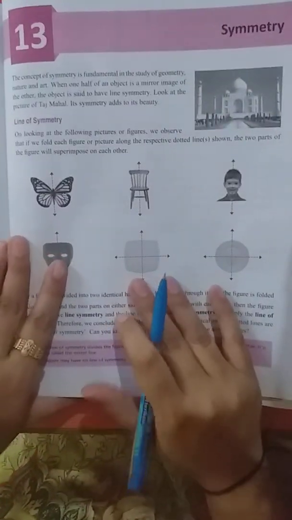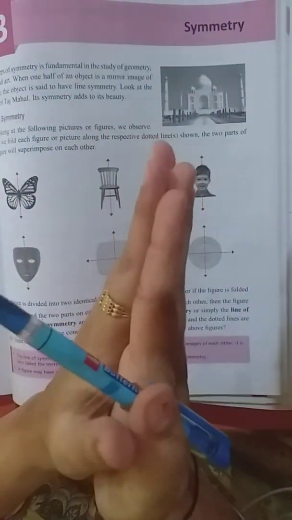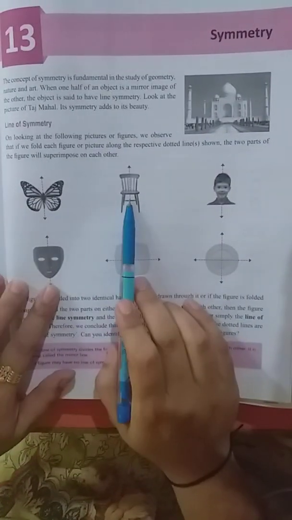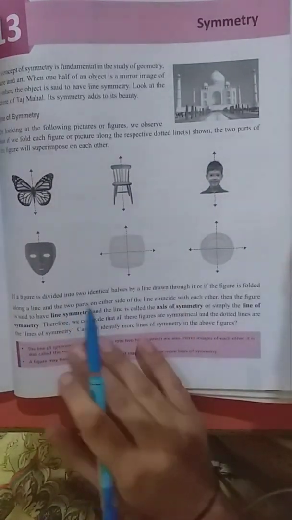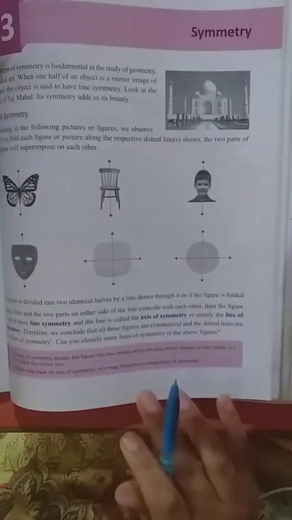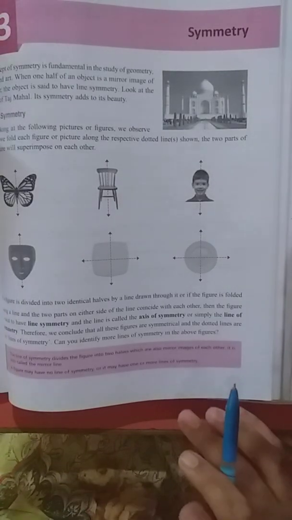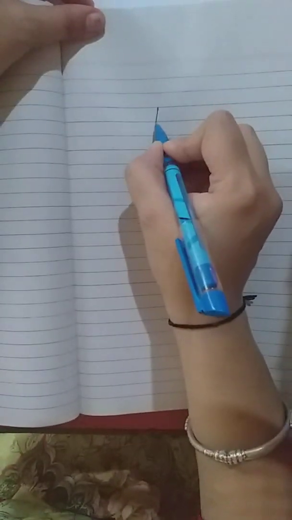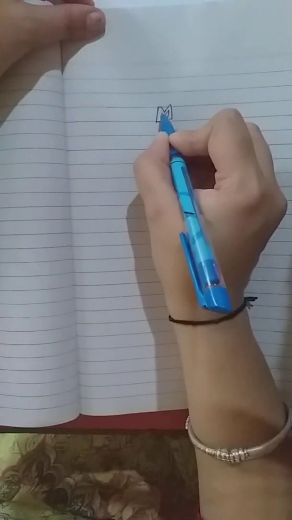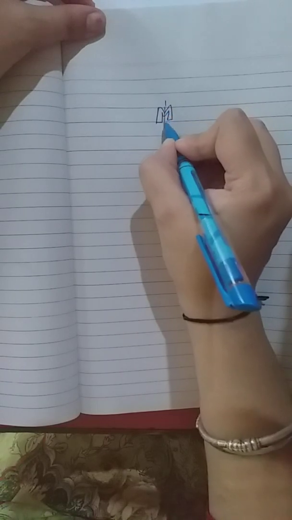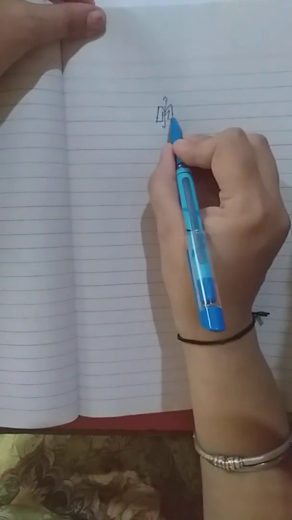Now we give the example of a butterfly. When we fold it, the halves match, and similarly with half of a chair, these lines show the symmetry. That means the line divides it into two equal parts. Suppose we have the alphabet letter M. When we divide it into halves, similar parts are there.